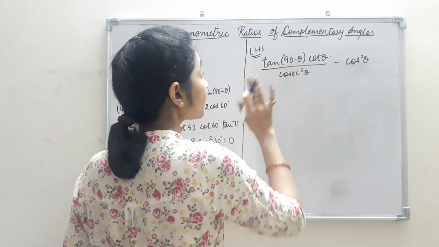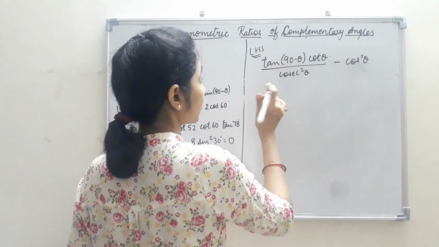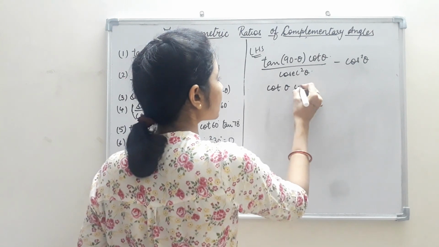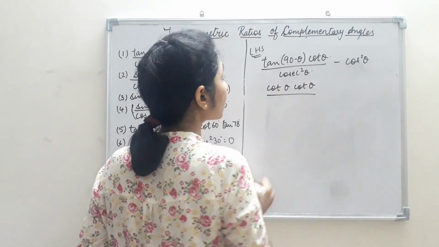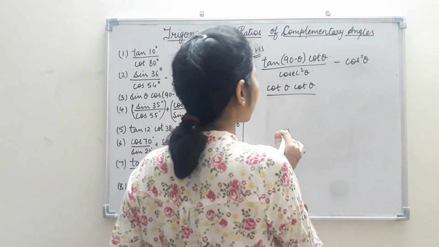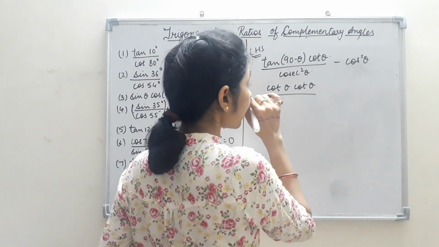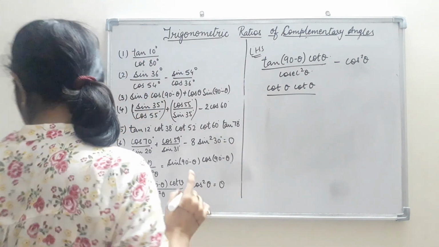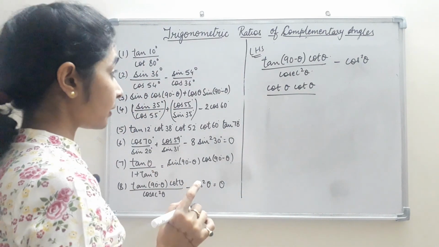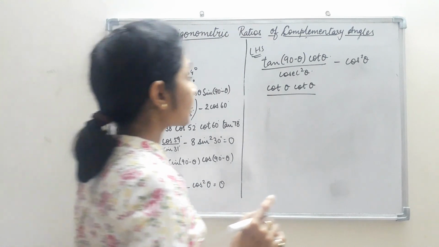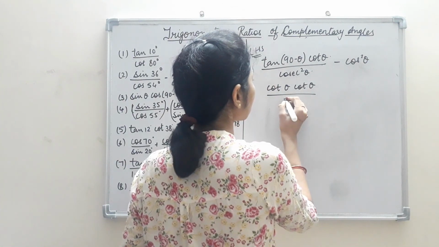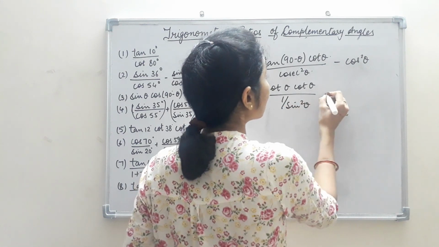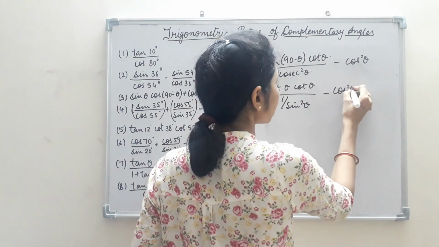First thing, tan 90 minus theta is equal to cot theta. Okay, so here cot theta and this cot theta remains as it is. In the denominator we are having cosec square theta, and cosec square theta is equal to 1 upon sine square theta. Okay, we will have this sine square theta later on, but let us change it into 1 upon sine square theta. Minus cos square theta.